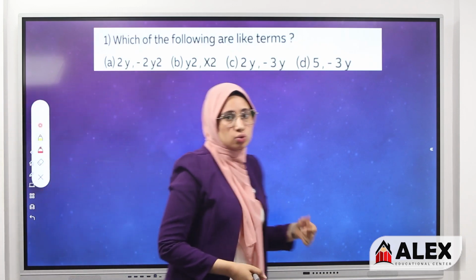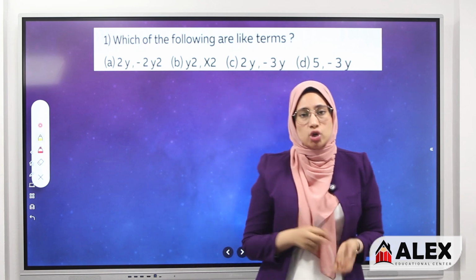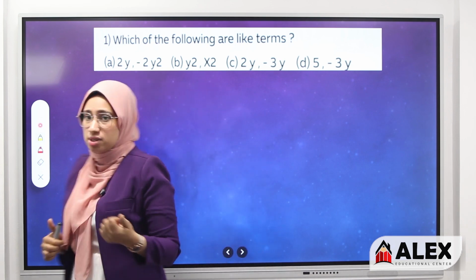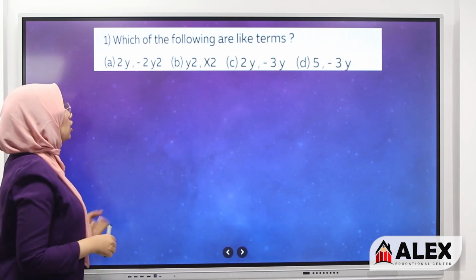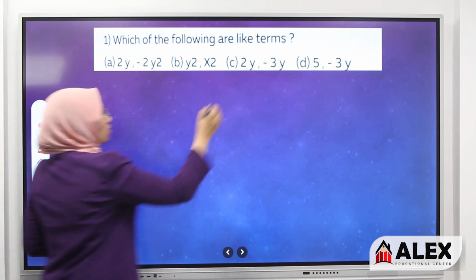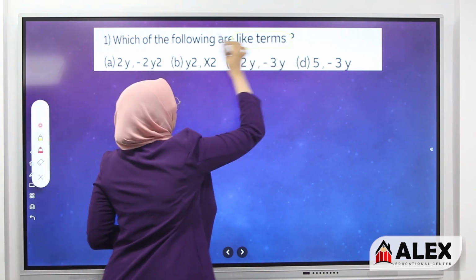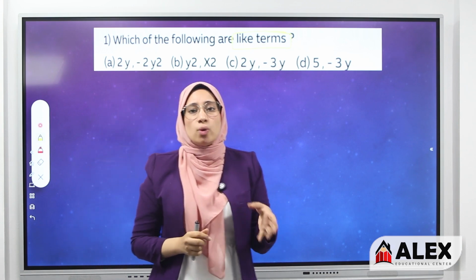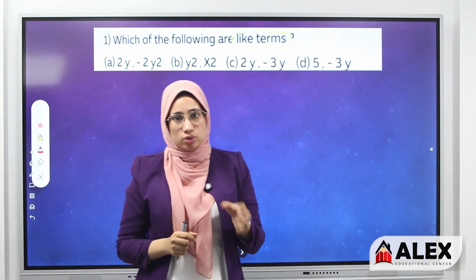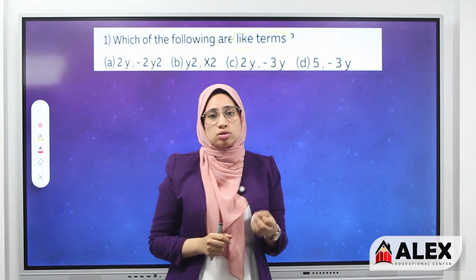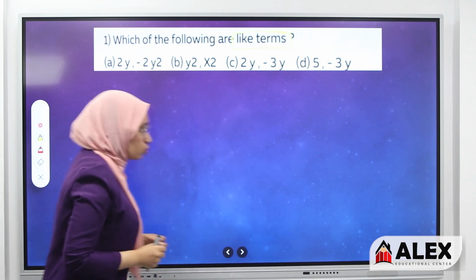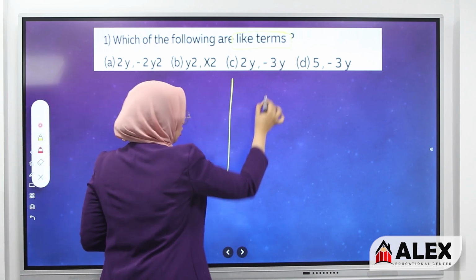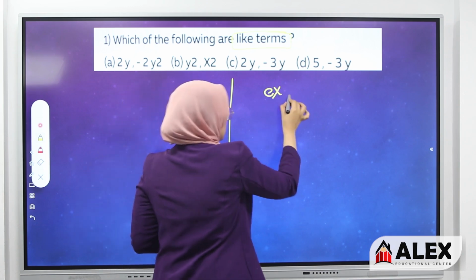Here we go back to the question of choosing the correct answer from the following. Here we put terms and expression. Which one of the following is like terms? My lovely students, we say like terms when the variables are equal. Don't depend on the number, but depend on the variable. Like this. For example, like terms.